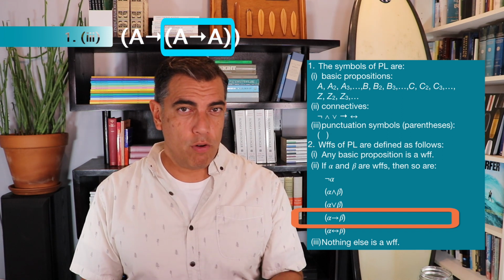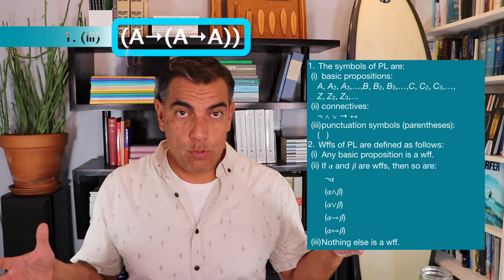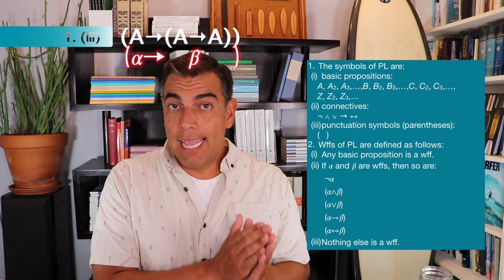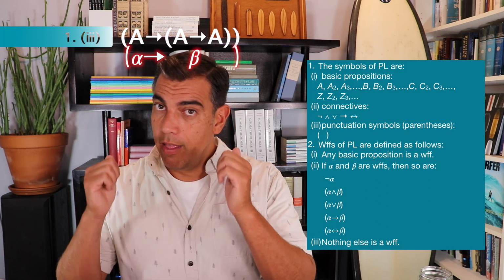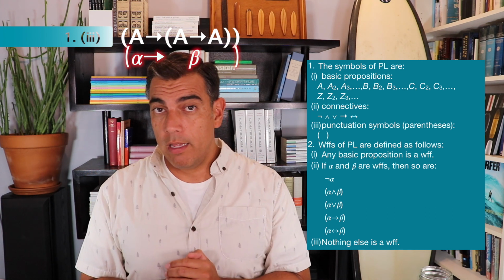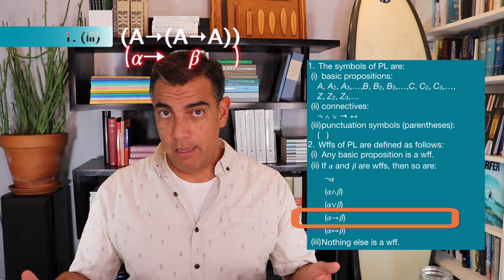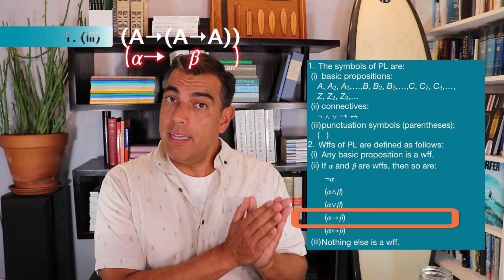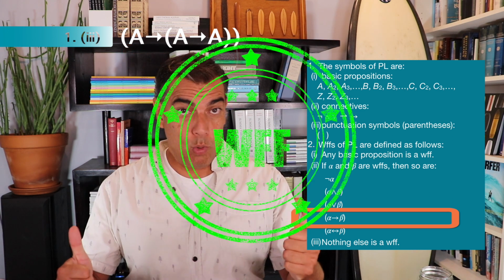That's a well-formed formula. Now look at the outer arrow in parentheses, right? We have an A, I know that's a well-formed formula, an arrow, and then I have the A arrow A, which again, I know is a well-formed formula. According to rule 2, this is also a well-formed formula, right? I have my alpha is A, my beta is A arrow A, well-formed formula.